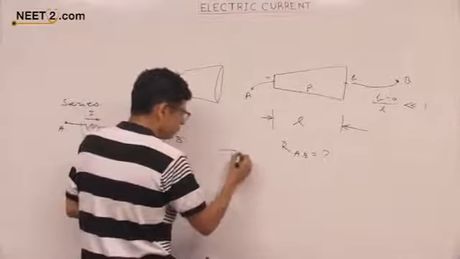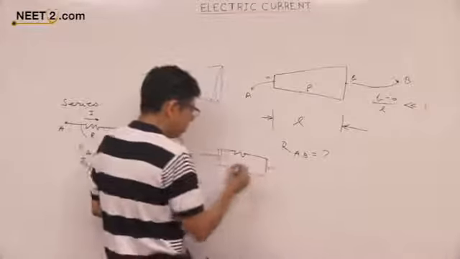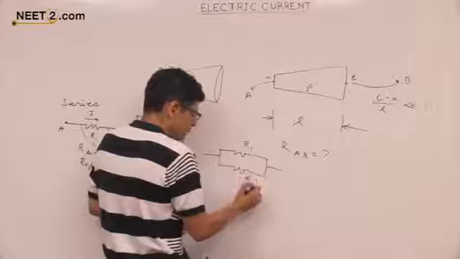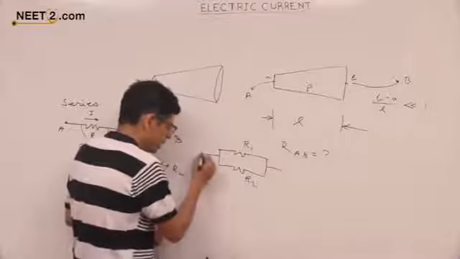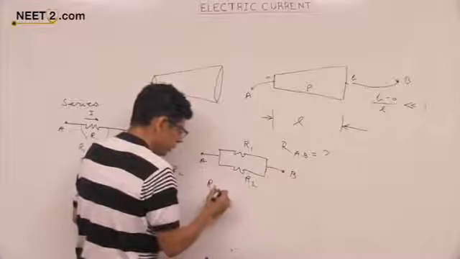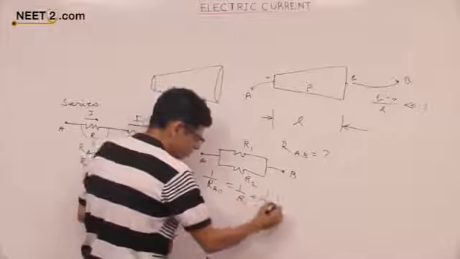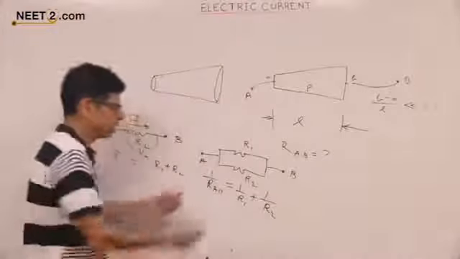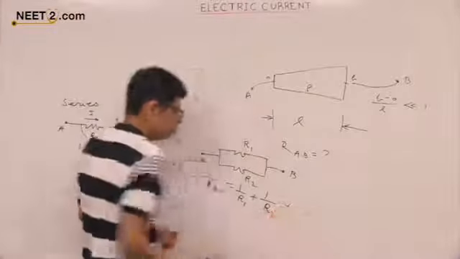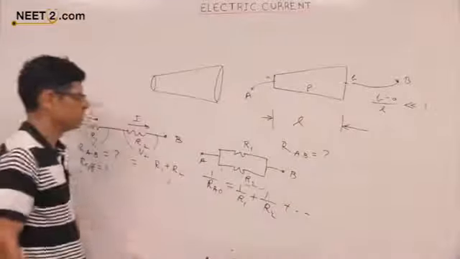And parallel is a situation like this, R1, R2, which can be replaced with an equivalent. That is, if you were to call this as A and B, then 1 upon RAB would be given by the formula 1 upon R1 plus 1 upon R2. If there are more of them, you can add more. That is, if there are more resistors here, you can add more terms.